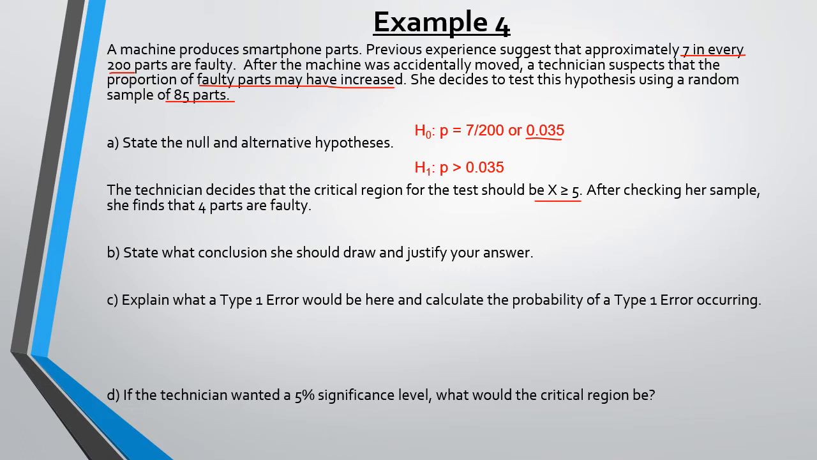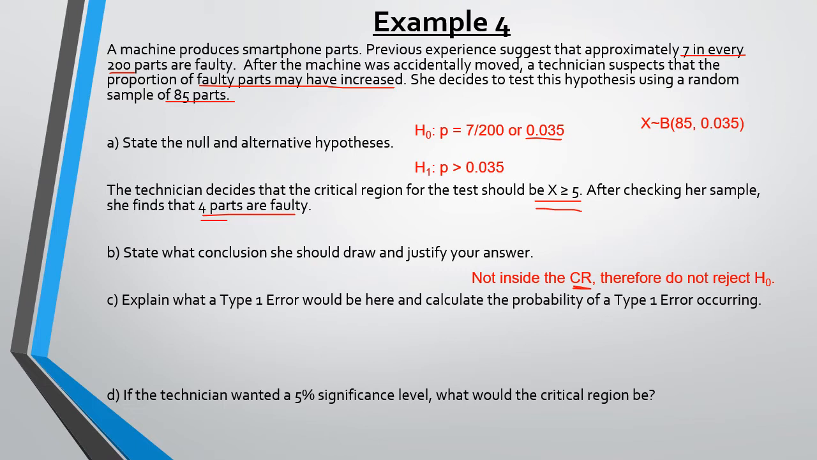After checking those samples, she finds it's 4. State conclusion. Okay, so conclusion. Remember, critical region is where I'm rejecting H0. The 4 faulty parts does not lie in that. Okay, so it's not inside the critical region, CR. Therefore, we wouldn't reject H0. We'd still say that the probability of a faulty part is still 0.035.